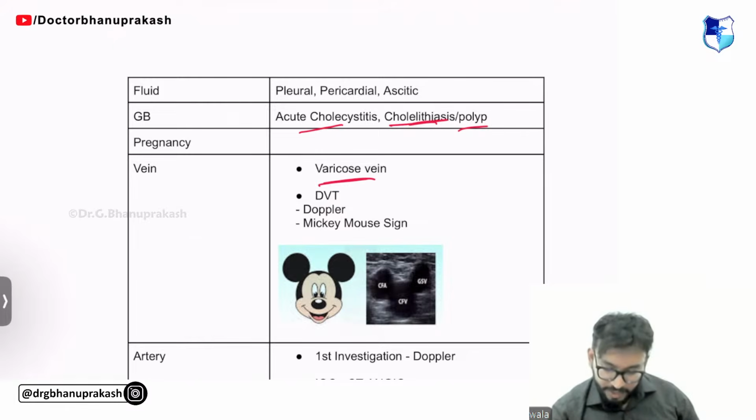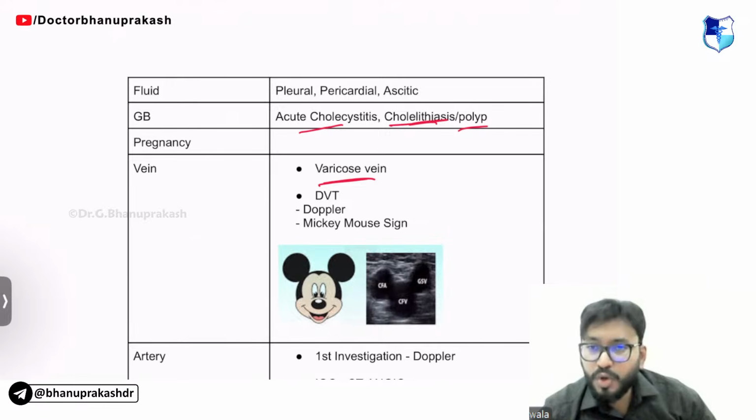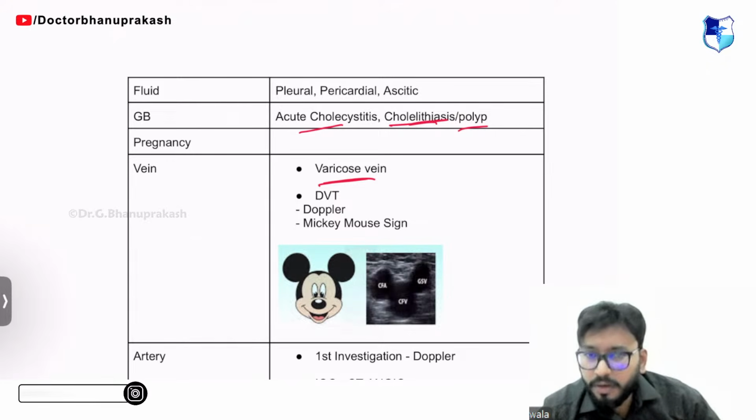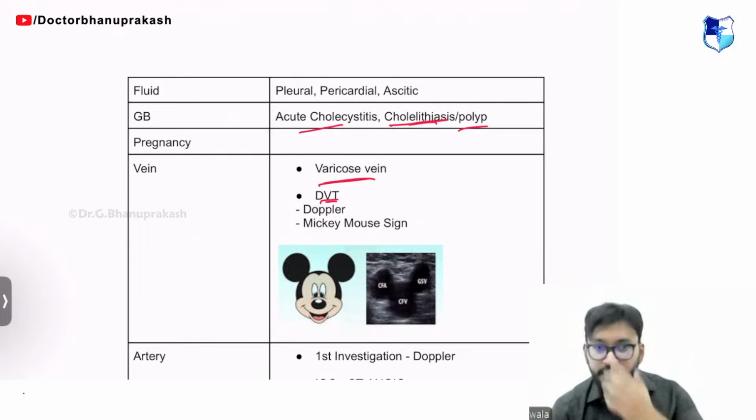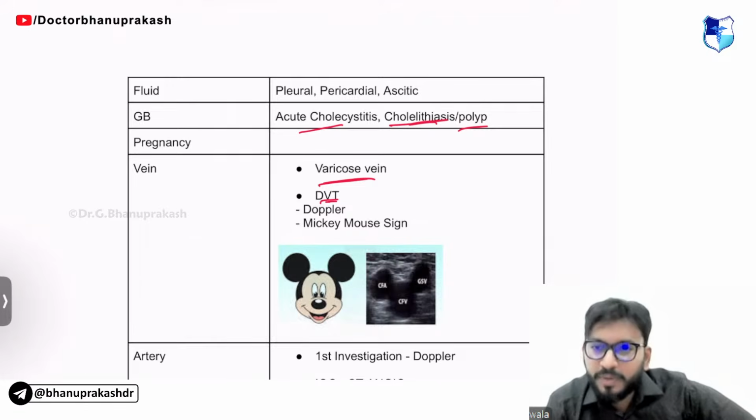Veins. So varicose veins. In varicose veins, we do an ultrasound. We do a lower limb Doppler study. Varicose veins, DVT, venous pathologies, we do a Doppler study. Doppler is nothing but an ultrasound.